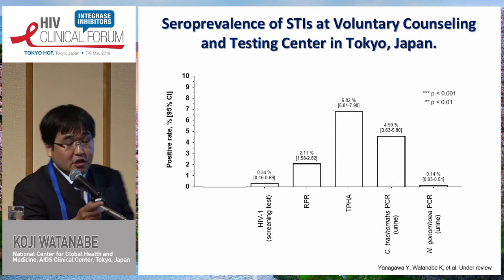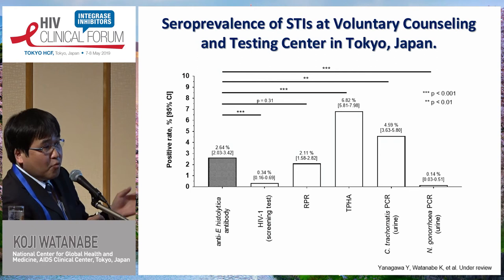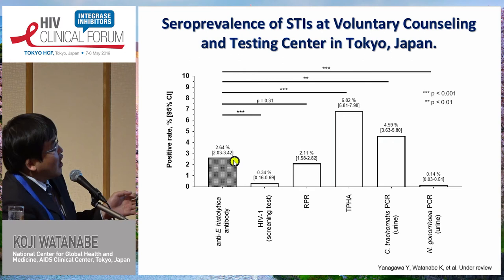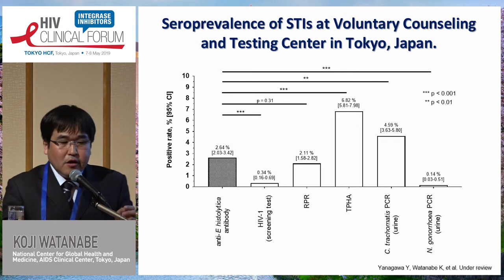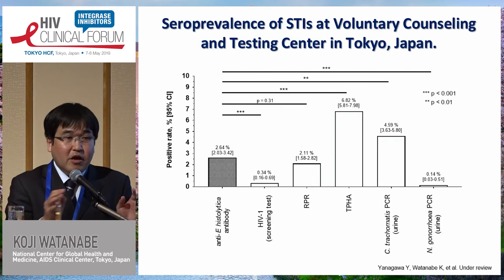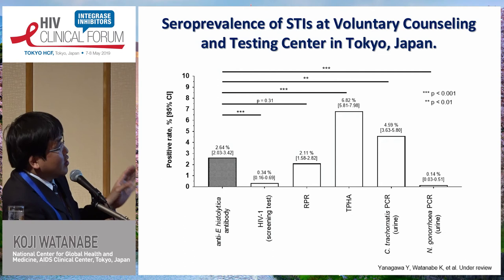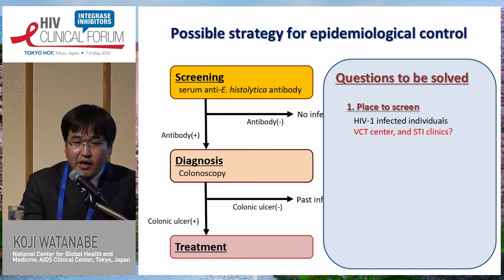And amoebiasis. We use a stool sample and check seropositivity of Entamoeba histolytica, and you can find a much higher seroprevalence than HIV-1, at the same level as RPR. So far, we don't have a screening test for Entamoeba histolytica infection in VCT centers, but in the future, I think we had better introduce a serological test for screening. So VCT centers and STI clinics maybe should be a target for the screening.